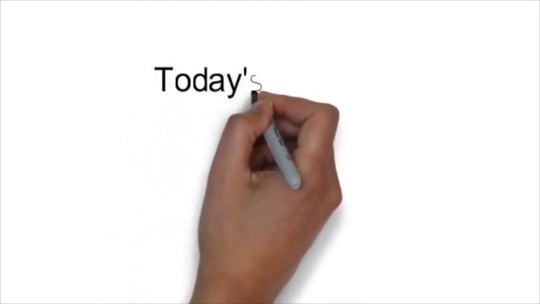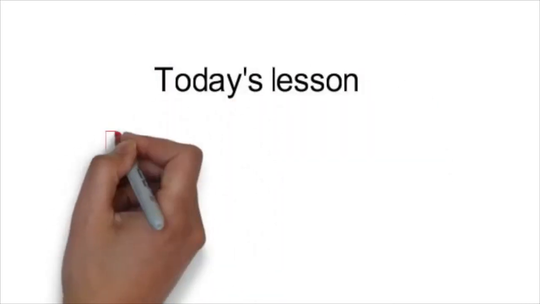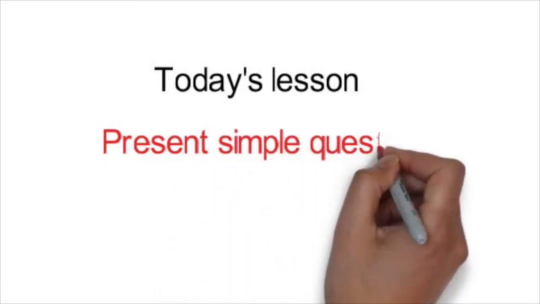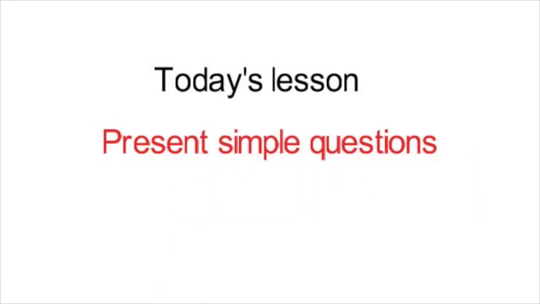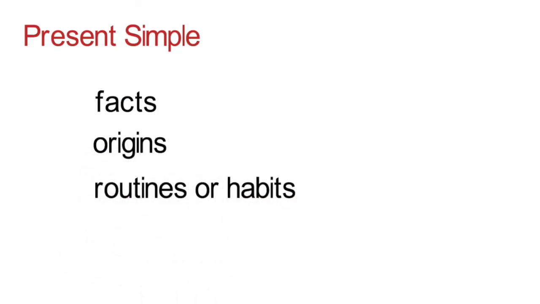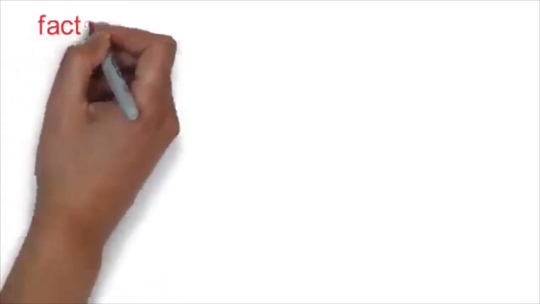Today, we are going to learn how to make questions with the present simple tense. But now, let's review the basics of the present simple tense. In English, we use the present simple tense to talk about three things: facts, origins, and routines or habits. Let's look at a few examples.